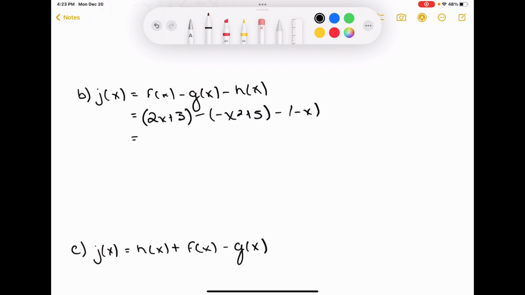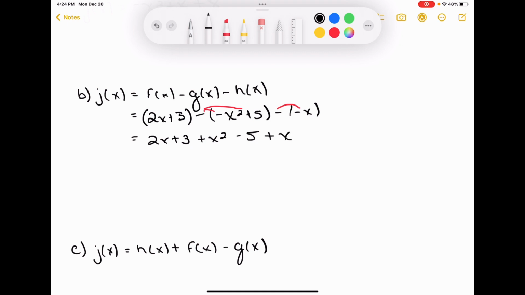So I'm going to start by writing out 2x plus 3 because that was our f of x. Now we have a negative times a negative x squared, which is going to give us a positive x squared. And then a negative times the positive 5 is going to give us a negative 5 here. Now let's do the same thing with the last one here. We have a negative times the negative, and that's going to give us a positive x here.